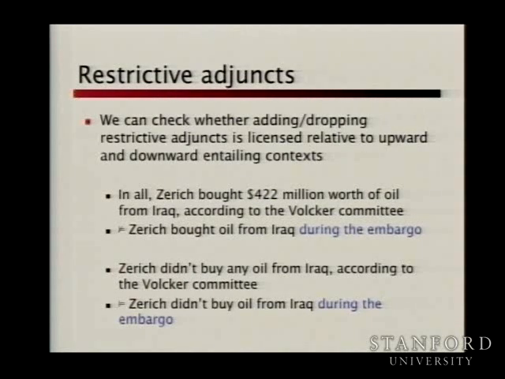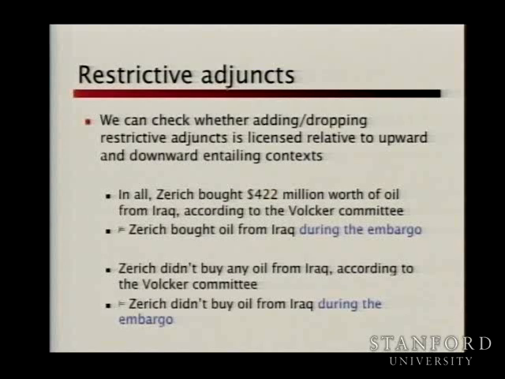And so this is one subcase of this, for restrictive adjuncts. So the first sentence is, in all, Zarek bought 422 million worth of oil from Iraq, according to the Volcker Committee. So that by itself doesn't support Zarek bought oil from Iraq during the embargo, because there's extra text that's added to the hypothesis that isn't matched in the text, and therefore we don't want to conclude it. That's the easy case, which you'd naturally get.